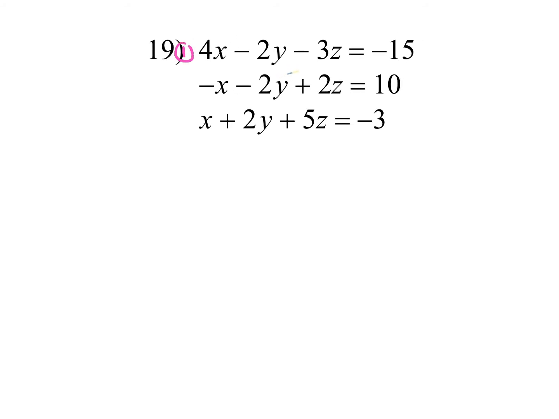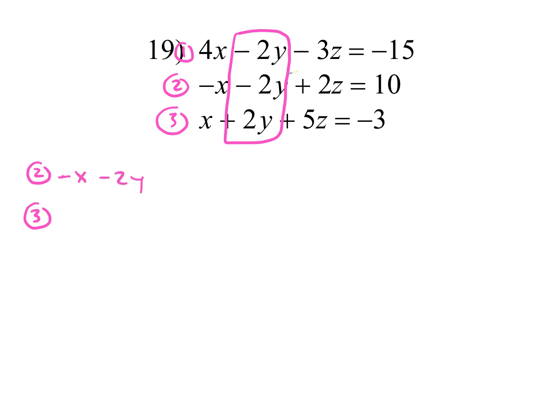Okay, so 19. Which variable do you want to cancel out? The y's, because they all have a 2 in front of it. All right, which two equations do you want to pick first? The last two, so 2 and 3. So 2 is negative x minus 2y plus 2z is equal to 10. And 3 is x plus 2y plus 5z is equal to negative 3.